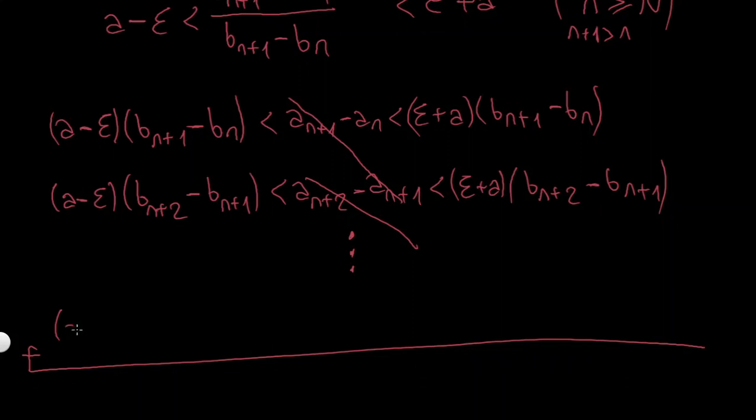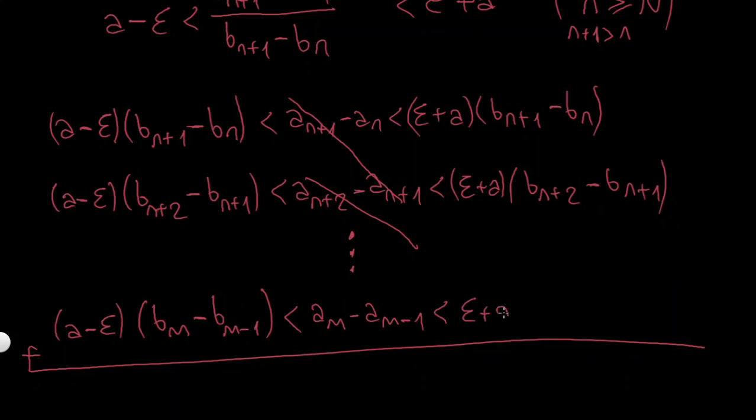So if I keep doing this till m, this thing is always one less than that. So I have b_{m-1}. This is the same with that. So it's just a_{m-1}, and this is less than epsilon plus a. Again, just b_{m-1}.